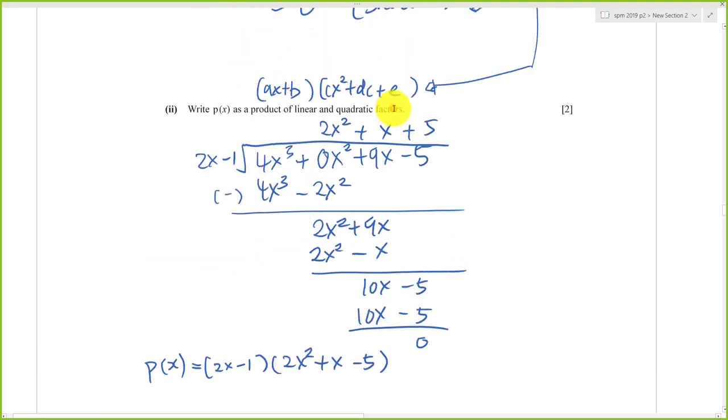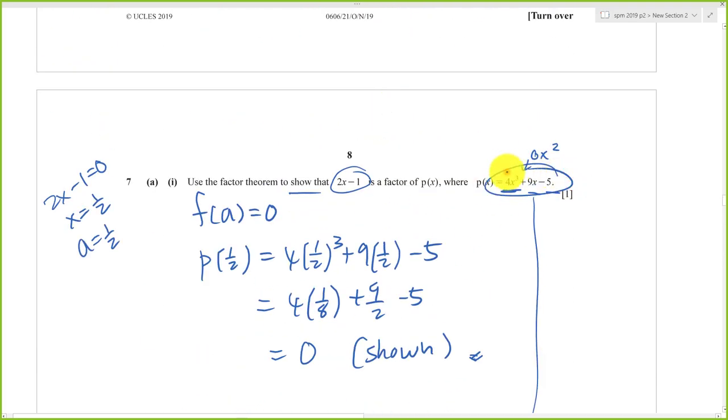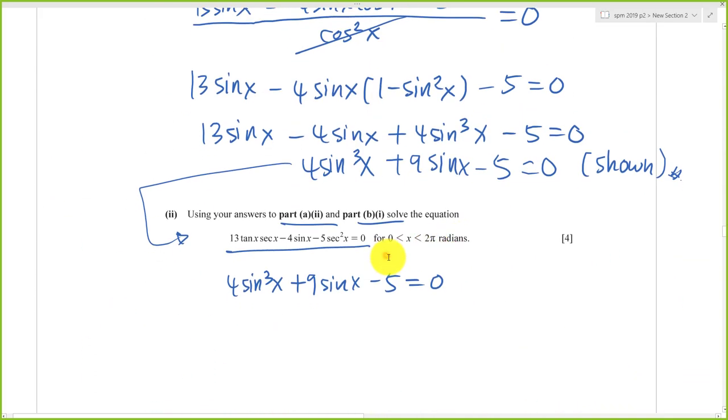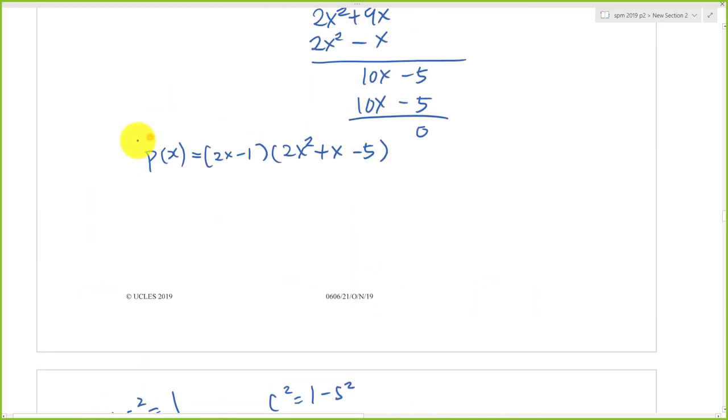A part 2, basically, you already factorized this equation. Do you see? This actually is the same thing. They just change the x into the sine x. So you see carefully, they are the same equation. So I'm not going to redo again. So I'm going to use this answer.